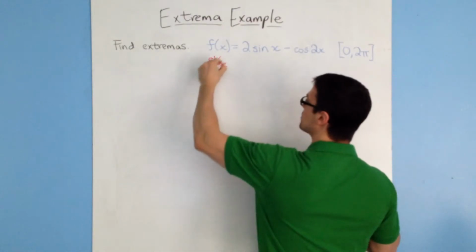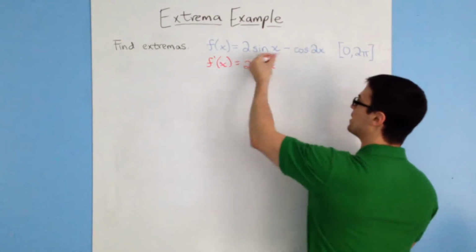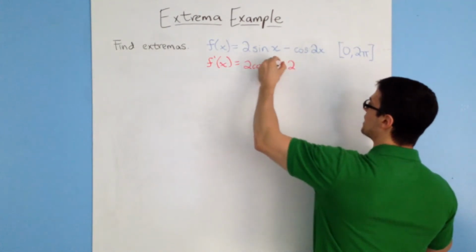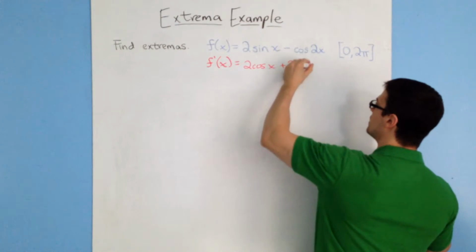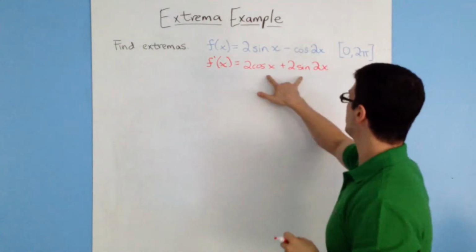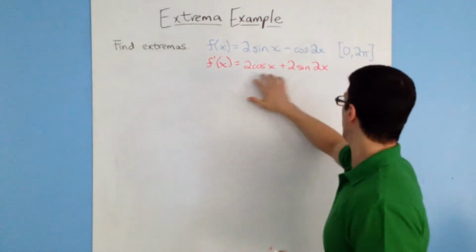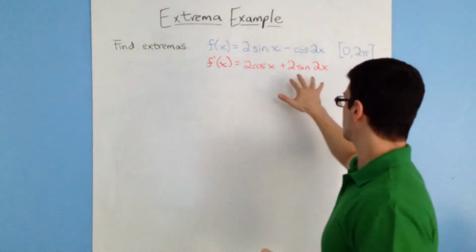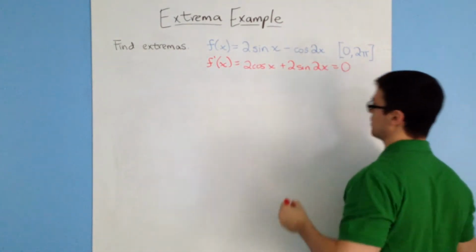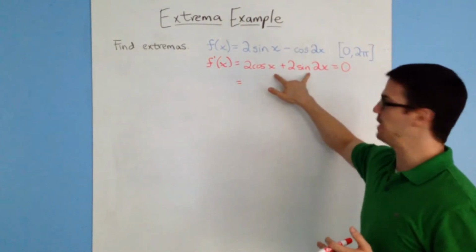F prime x is going to be equal to 2 cosine x, finding the derivative of sine, minus 2 negative sine, so I'm going to make that plus sine of 2x. Okay, from here we know that everything is continuous. There is not anything that we can't put in for our cosine or our sine here in terms of x, so there's no domain restrictions. We're going to set this equal to 0. So the next thing we're going to need to do is simplify this equation right here.